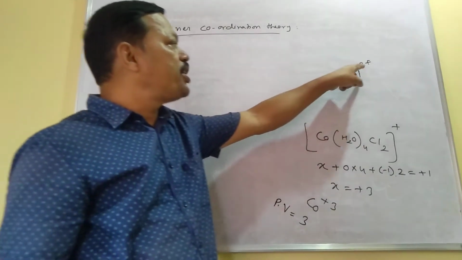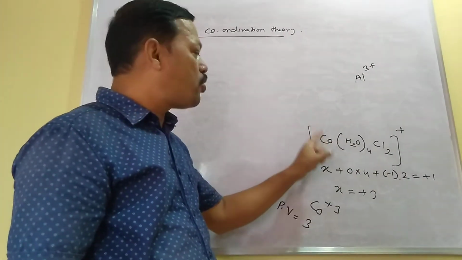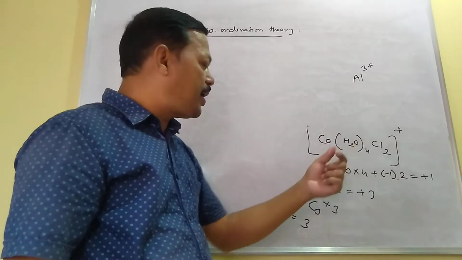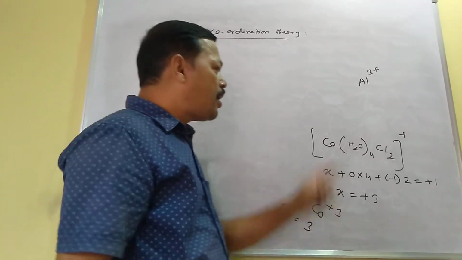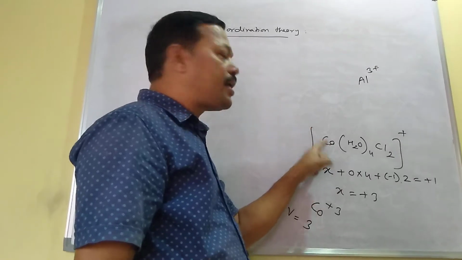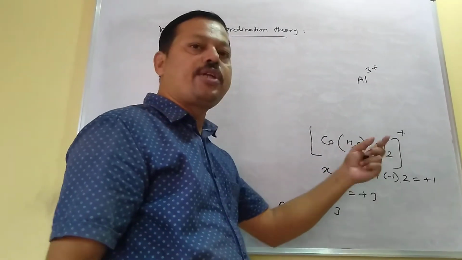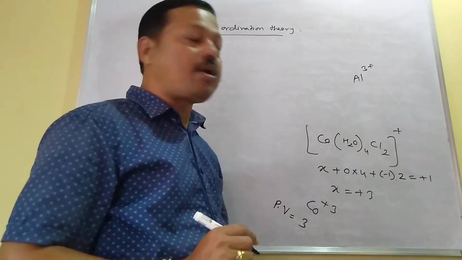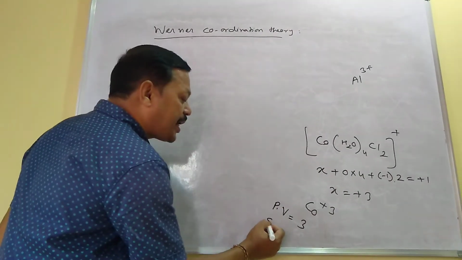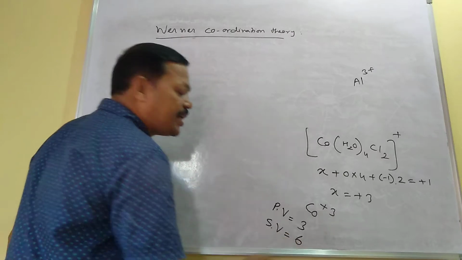So what is the oxidation number of the metal in the complex? That oxidation number represents primary valency. And how many bonds are present with the metal? Since there are 4 water and 2 chlorine, the total number of bonds you will get is 6. Number of bonds also represents one valency, no? So here the secondary valency will be 6.